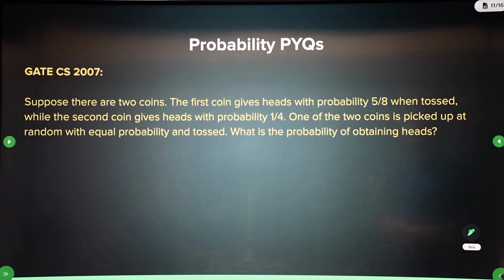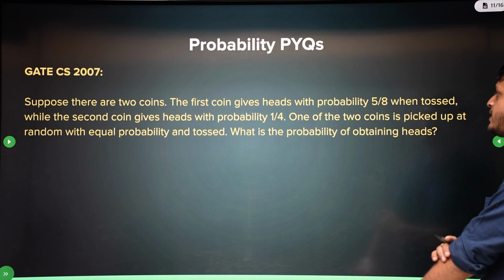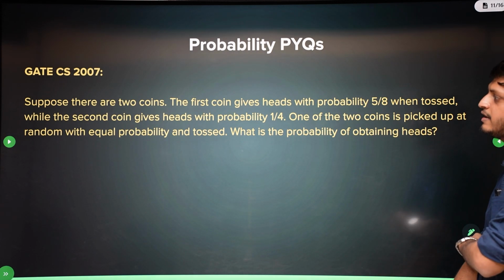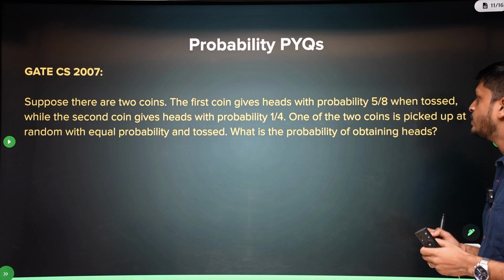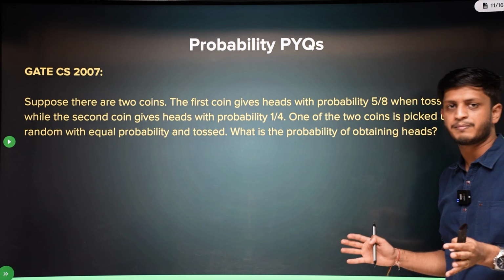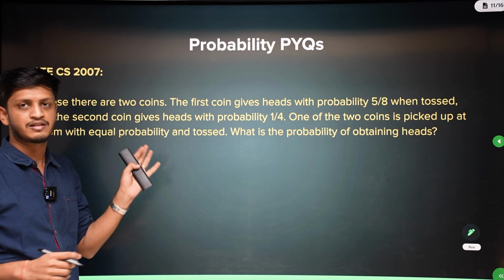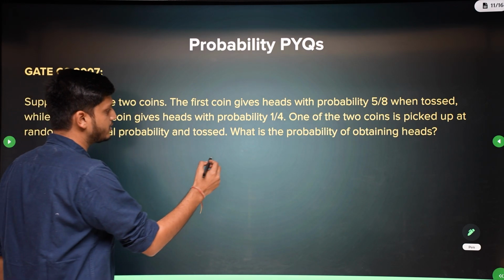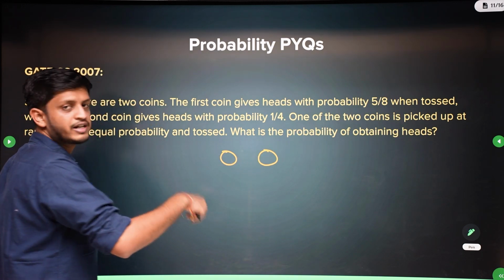Now let's see this GATE 2007 question. Suppose there are two coins. The first coin gives heads with probability 5 by 8 when tossed. The second coin gives heads with probability 1 by 4. One of the two coins is picked up at random with equal probability. What is the probability of obtaining heads? Very simple question, right? This is the simplest question which can be asked in total probability. There are two coins. One of them is chosen randomly and tossed.